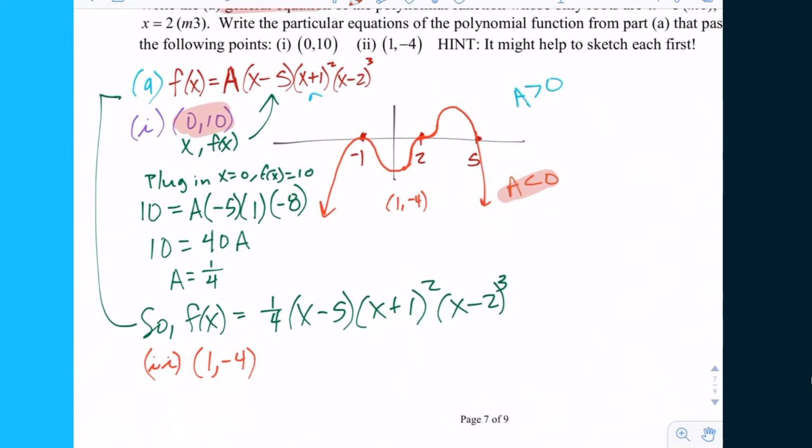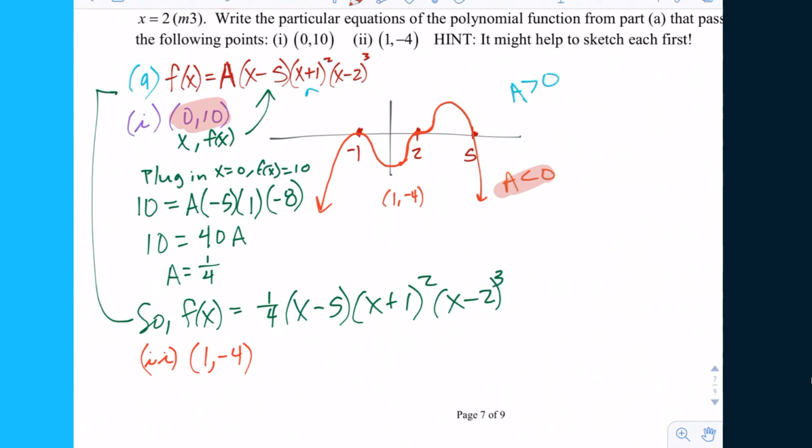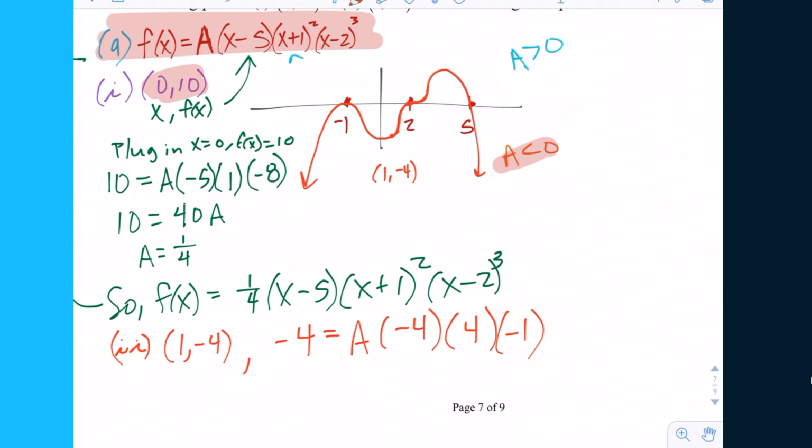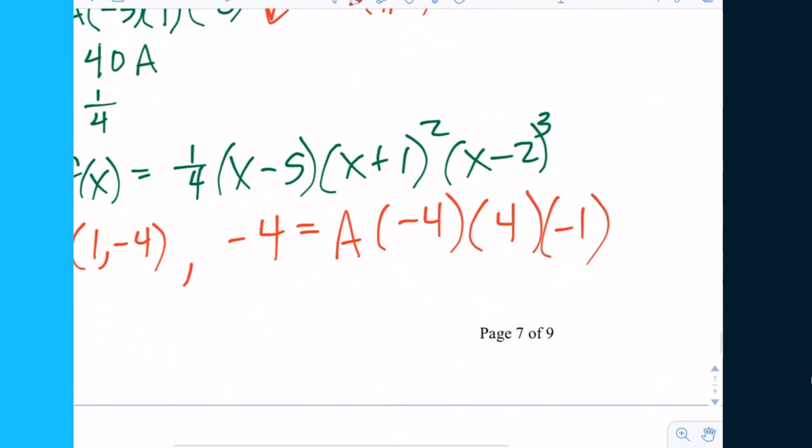We're running out of time, but guess how we're going to do it? We're going to plug in a negative 4 for f of x and a 1 for x. So we get negative 4. We plug it back into the general factored form up there from part A. So we get negative 4 equals a times 1 minus 5 is negative 4. 1 plus 1 is 2. 2 squared is 4. 1 minus 2 is negative 1. Negative 1 cubed is negative 1. So we're plugging back into the exact same thing. And now we solve.